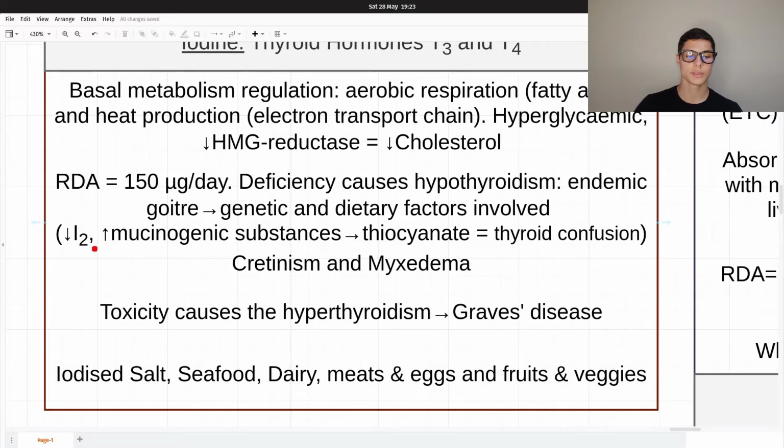Low quantities of iodine create a lot of mucinogenic substances that can create the thiosinate, and the thiocyanate confuses the thyroid. This confusion can create the cretinism and the myxedema. Toxicity of the iodine causes the hyperthyroidism and the Graves' disease. We can find iodine in iodized salt, seafood, dairy, meats and eggs, and fruit and veggies.